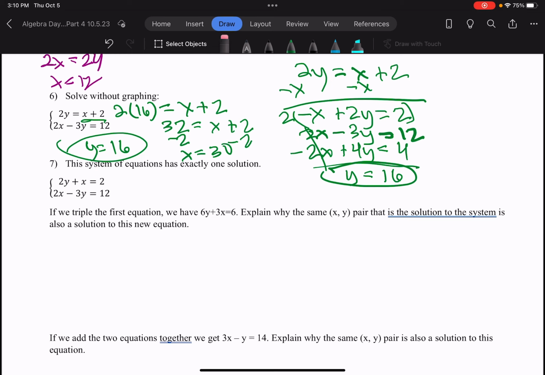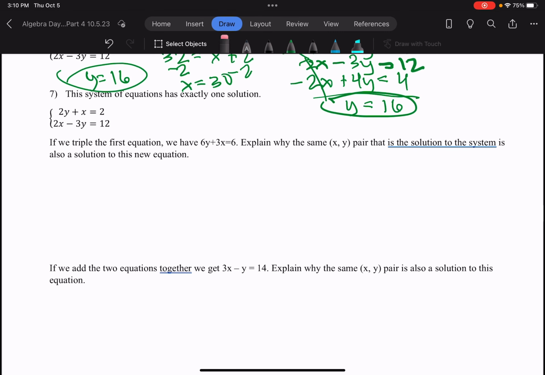All right, number 7 says this system of equations has exactly one solution. If we triple the first equation, we have 6y plus 3x equals 6. So let's take a look at that. If we do 2y plus x equals 2, and we multiply it by 3, tripling it, we get 6y plus 3x equals 6. That is correct.